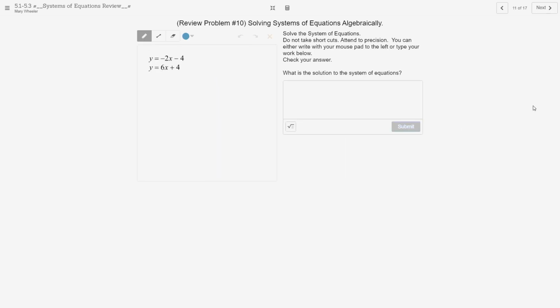Let's go on to the next one. I'm going to do the same thing. They're both set equal to y, so I can set those equations equal to each other. Negative 2x minus 4 equals 6x plus 4. I'm going to add 2x to both sides.